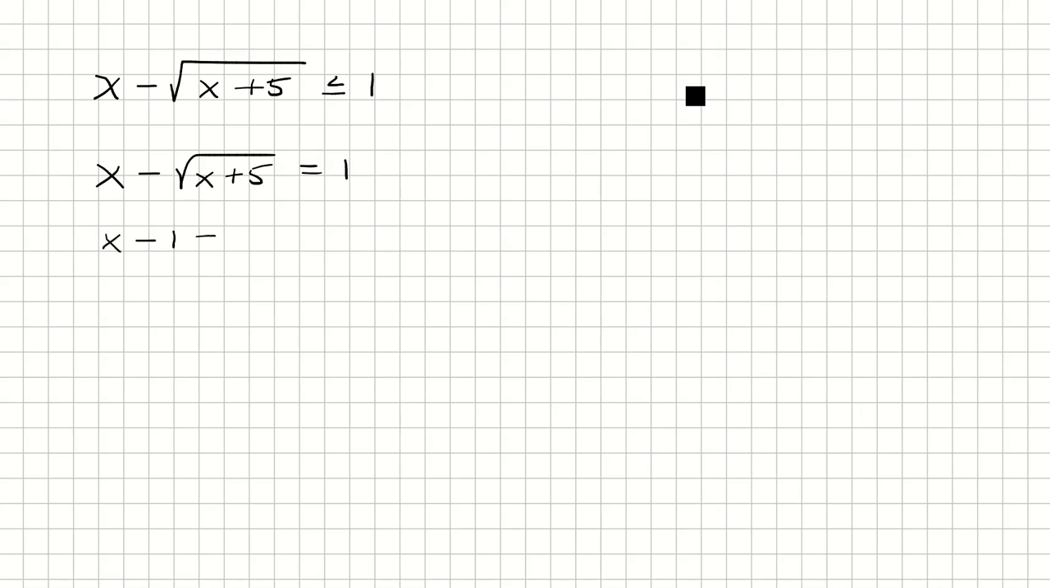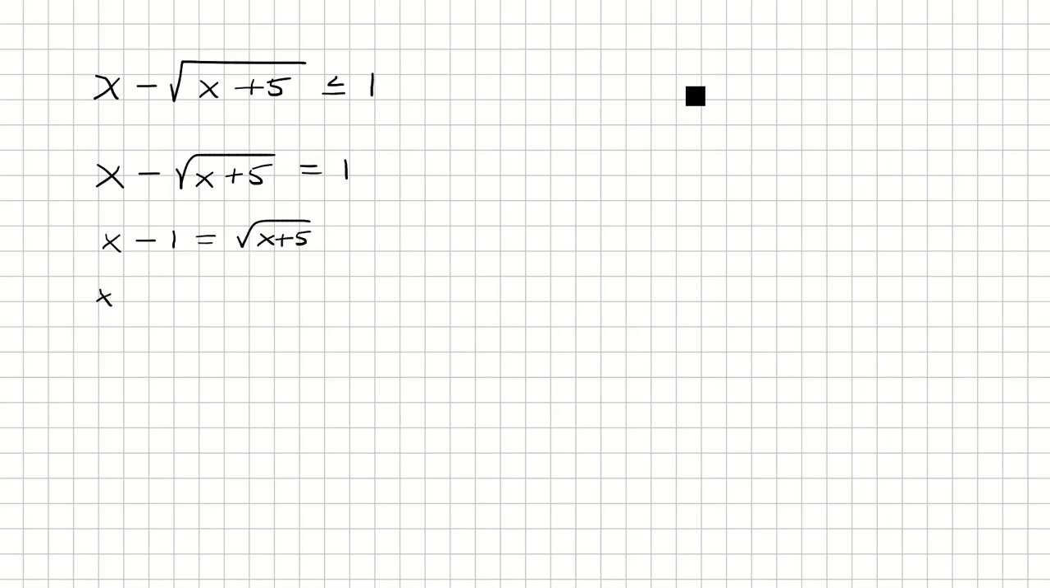We want to solve the inequality x minus the square root of x plus 5 is less than or equal to 1. To solve this, we're going to set this equal instead. So we have x minus square root of x plus 5 equal 1. And then we're going to solve for x. So I'm going to subtract 1 and then add the square root of x plus 5.